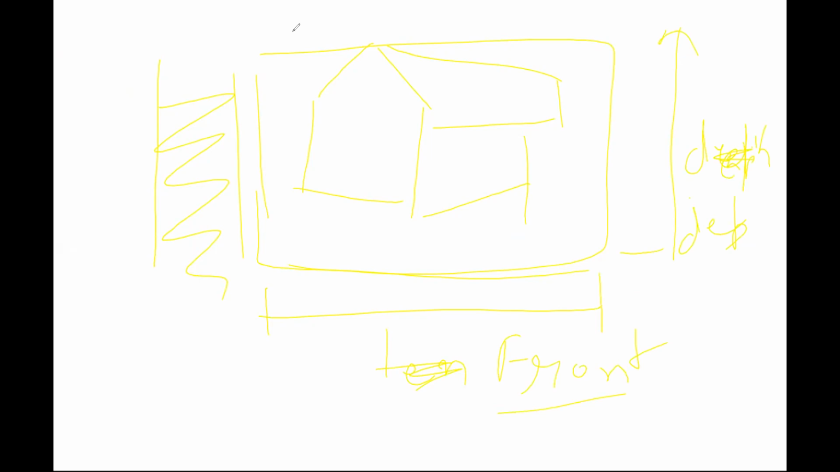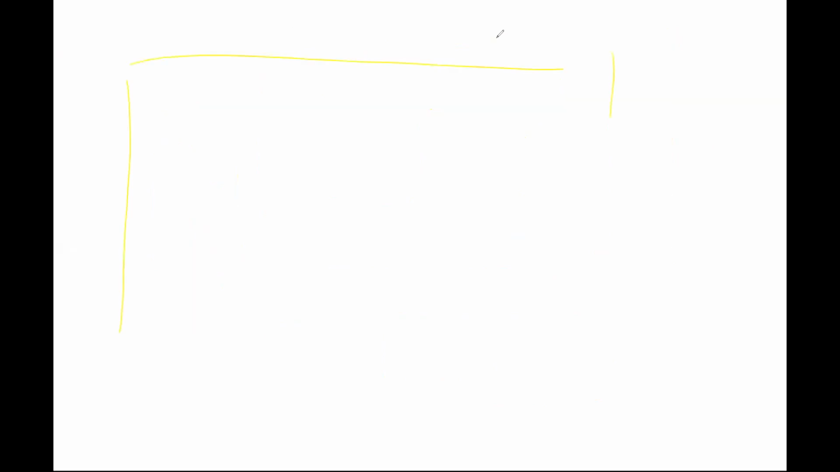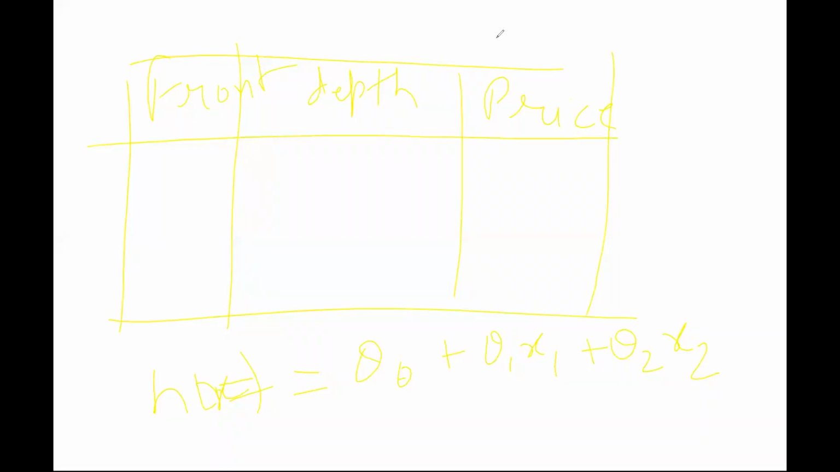So at this place, what information do you have? Your data will be front, then depth, then its price. In this case, if you take the simple linear equation, your hypothesis h of x will be this. So in this case, our equation will be this.